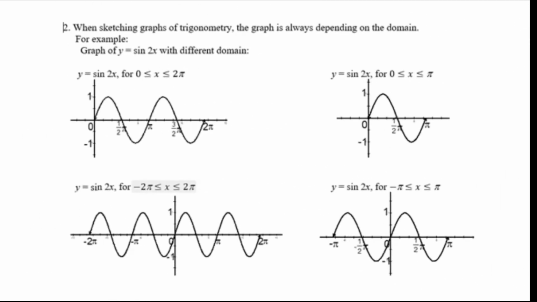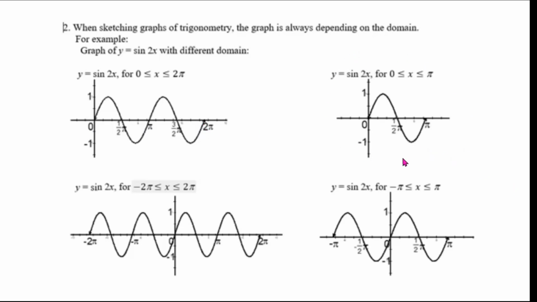When sketching the graphs of trigonometry, the domain of the graph can be changed. When the domain changes, the graph will also change. So for example, the diagrams below show the graph of y equals sine 2x with different domains. In the first diagram, the domain is from 0 to 2 pi. So we can see that from 0 to 2 pi, the graph of sine 2x has 2 periods. The first period is from 0 to pi. The second period is from pi to 2 pi.